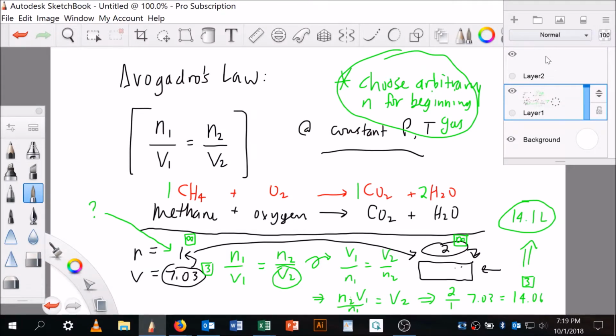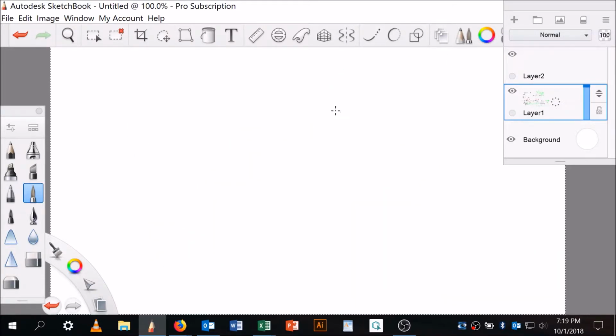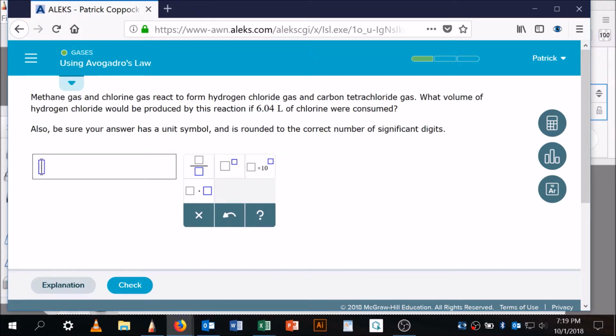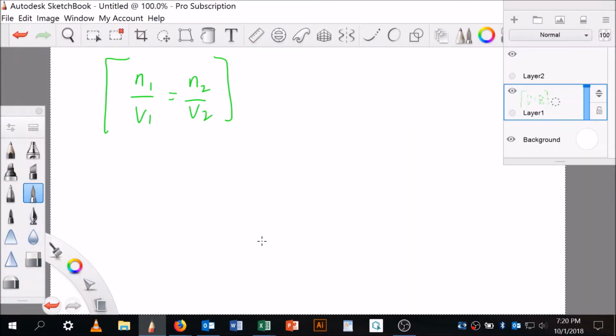I'm going to come back here and let's delete this. Control A, delete. And let's start over again, and let's say we're going to go with Avogadro's law. We know Avogadro's law is N1 over V1 is equal to N2 over V2. We know that's Avogadro's law. Okay? And let's go back here and say the question is methane gas and chlorine gas react to form hydrogen chloride gas and carbon tetrachloride. So yeah, we do have to know nomenclature here. We're being required to review the nomenclature. So it's methane, I looked that up again and I find it's that. Chlorine gas, it looks like that, gives HCl, I think it was, and carbon tetrachloride.